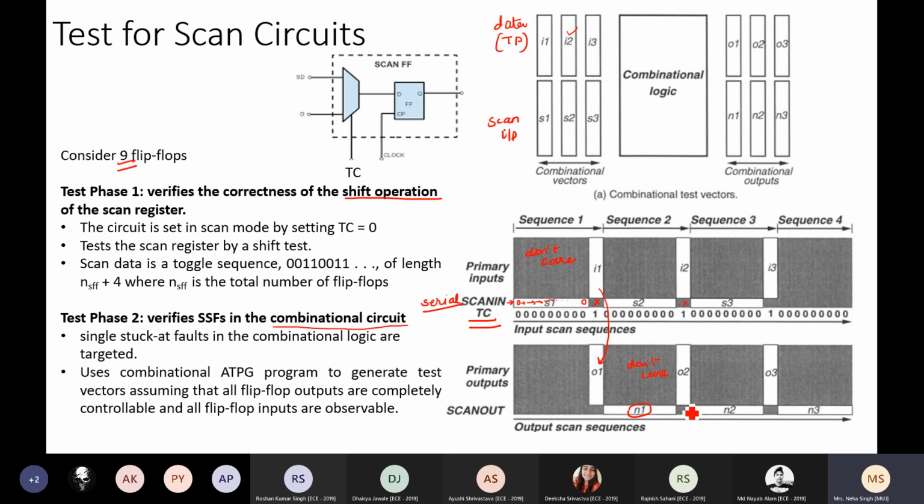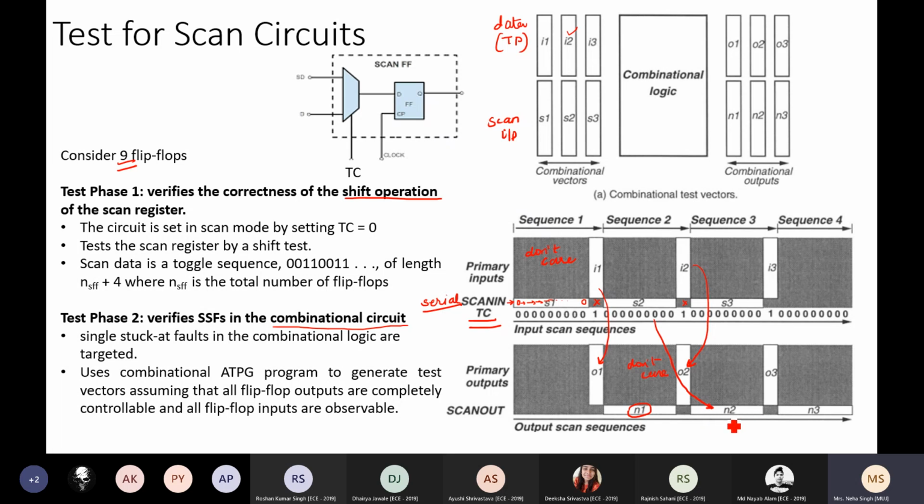After that, TC equal to 1 again. So I have applied my input test pattern I2. Corresponding to I2, O2 will be generated, the output of the combinational circuit, right? During this time, the output due to scan data will be don't care. In the next cycle, whatever data has been set in the flip-flops during this time will be analyzed here. Serially, that data will be analyzed here.